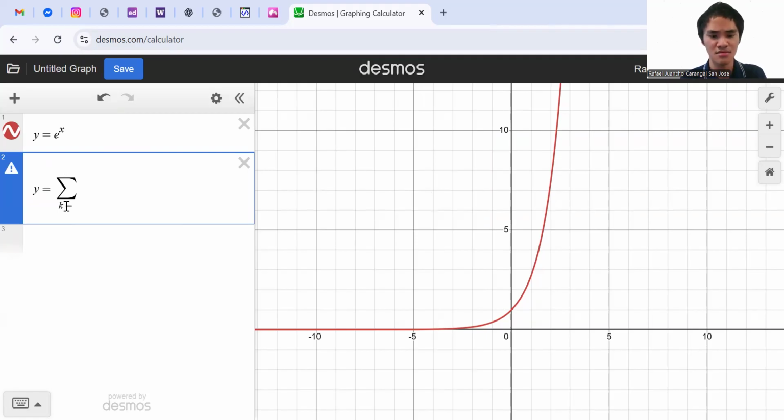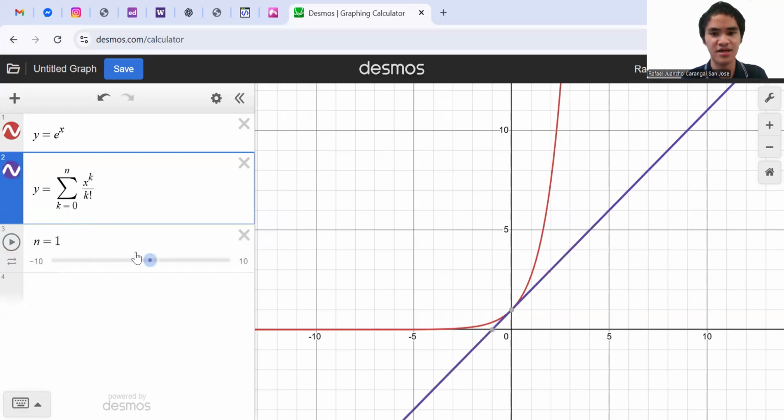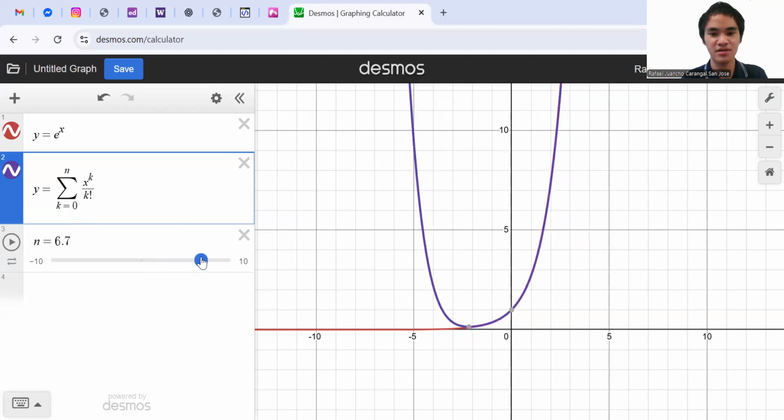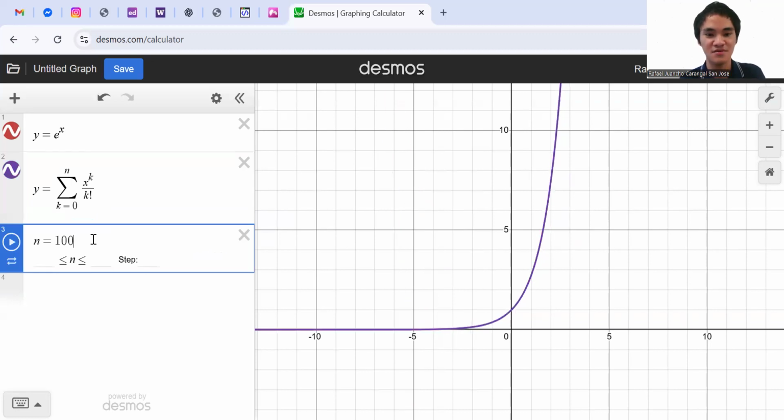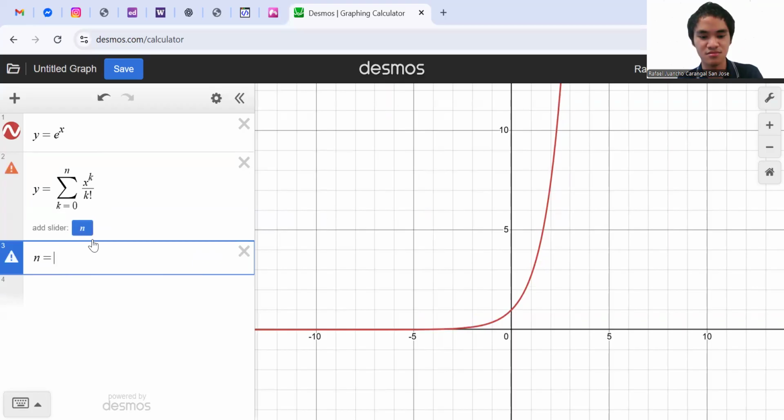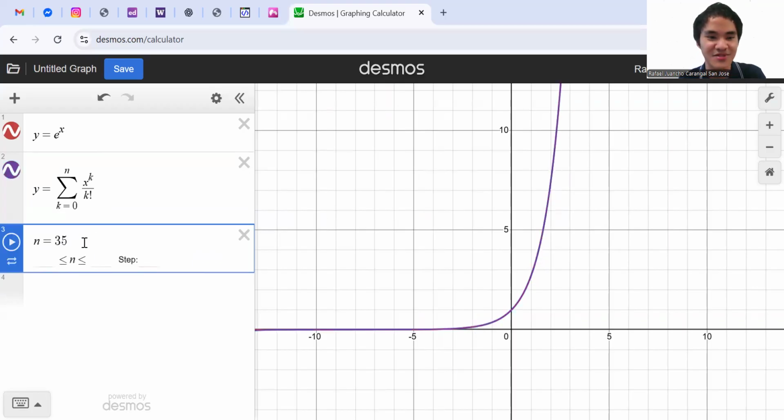Okay, n equals 0. X to the, okay, I'm just trying stuff out. Okay, factorial. Let's add a slider n. So let's start at 1. Then as we're going, we're actually getting better and better. Oh, 100 makes it really good. 3, 4, 200. Ooh, 35. Okay, I'm gonna stop trolling.